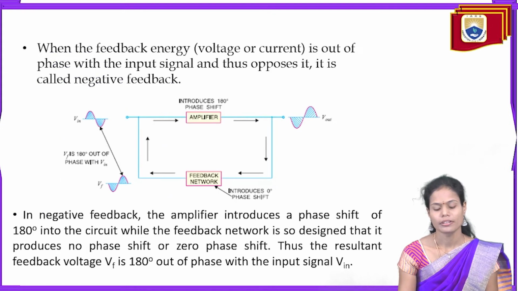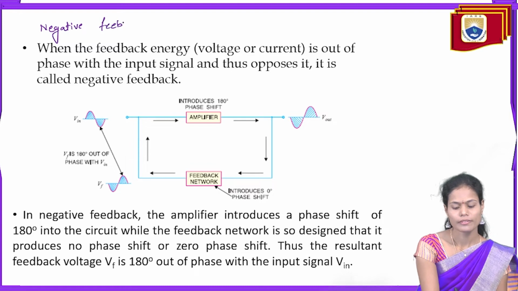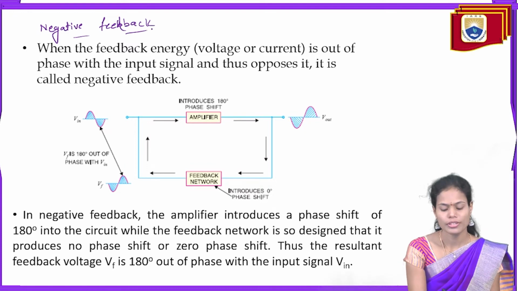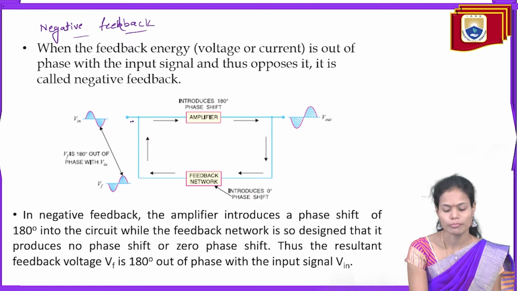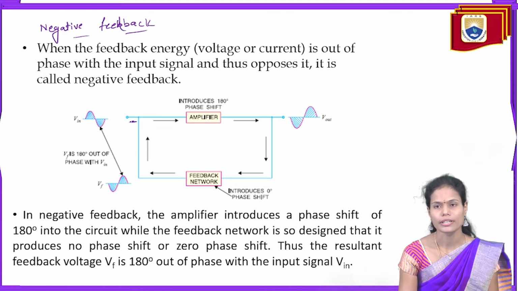And next, coming to the negative feedback. In the negative feedback circuit, in this case, we are subtracting the feedback signal from the input signal, and the output signal has a 180 degrees phase shift with the input signal in the case of negative feedback. That is the difference between positive and negative feedback.